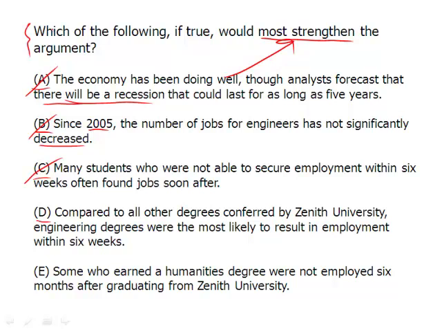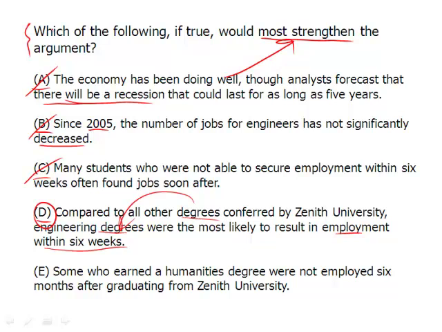D, compared to all other degrees conferred by ZU, engineering degrees were the most likely to result in employment within 6 weeks. Aha! That's exactly what we wanted. Remember, that was a question. Well, wait a second. You can't say that engineering students are the same as other students at ZU, or engineering degrees are the same as other degrees. And here it's saying, well, they're not. They're even better. So it makes it even more likely that if you're an engineering student, you go to ZU, you will have a job upon graduating. So D strengthens it, and that's our answer.